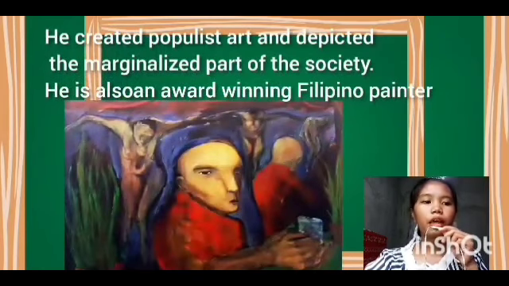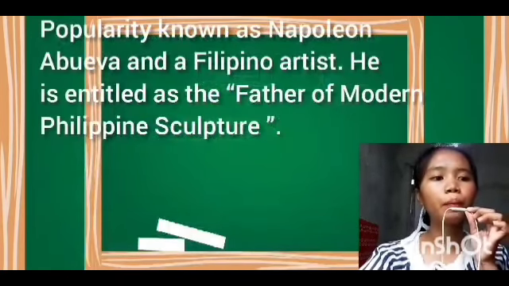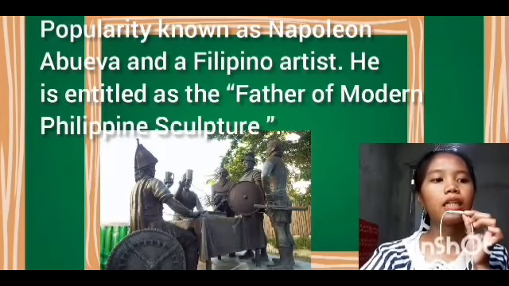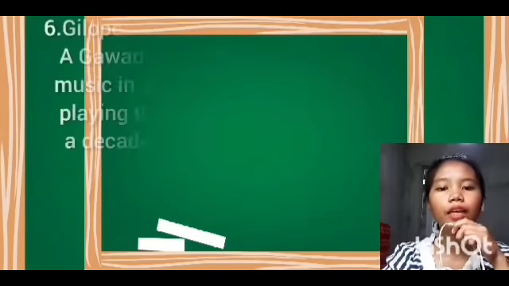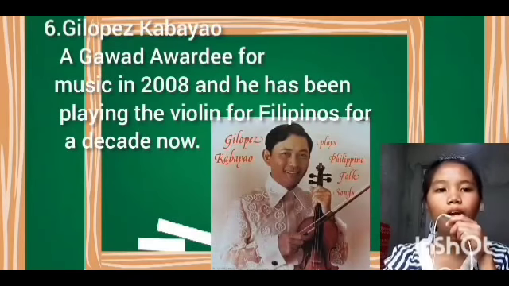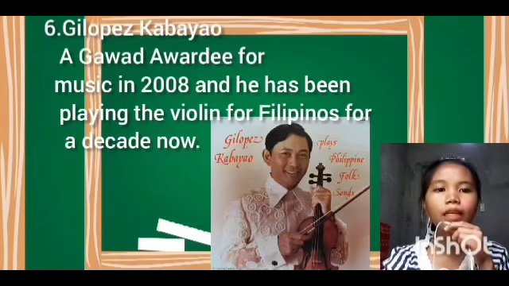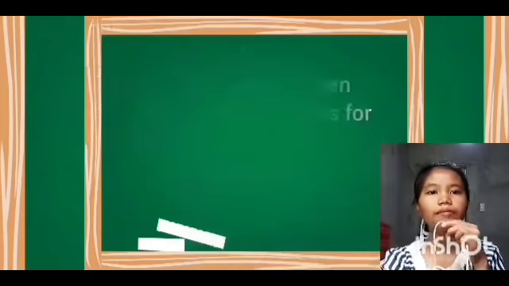Fourth is Onib Olmedo, who created populist art and depicted the marginalized part of society, and was also an award-winning Filipino painter. Fifth is Napoleon Isabelo Veloso Abueva, popularly known as Napoleon Abueva, a Filipino artist. He is entitled as the father of modern Philippine sculpture. And the last is Lopez Cabalo, a Gawad awardee for music in 2008. He has been playing the violin for Filipinos for almost a decade now.